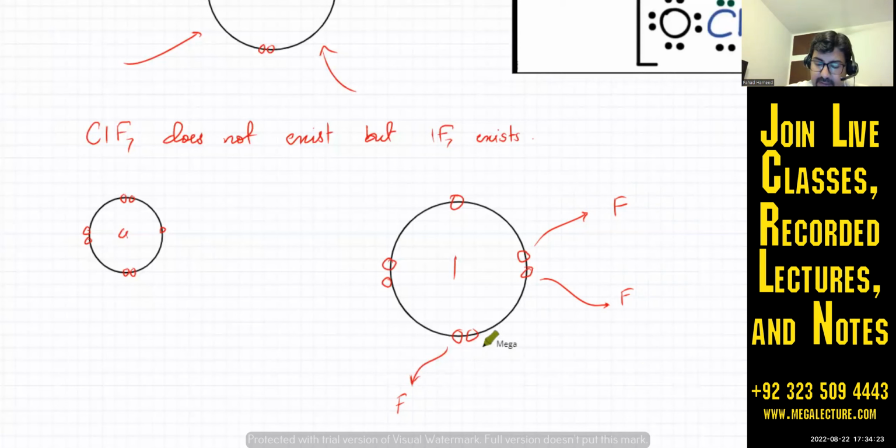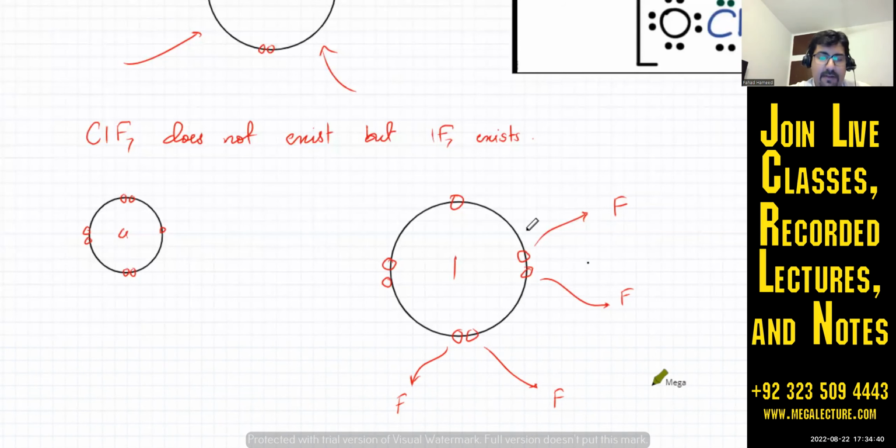right? And so on. So the thing is, octet expansion is a lot easier with iodine, because iodine does not hold on to its electrons that strongly. So if an atom wants to share those electrons with itself, it will be able to do that.